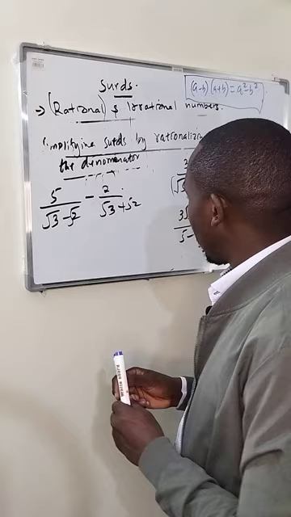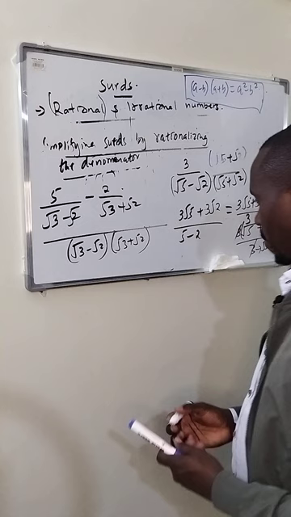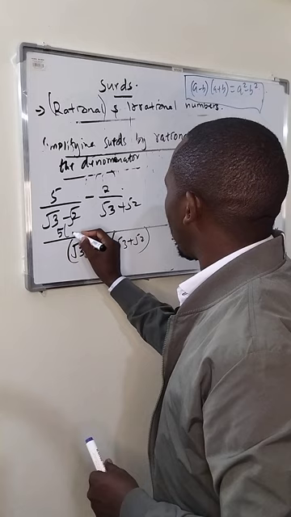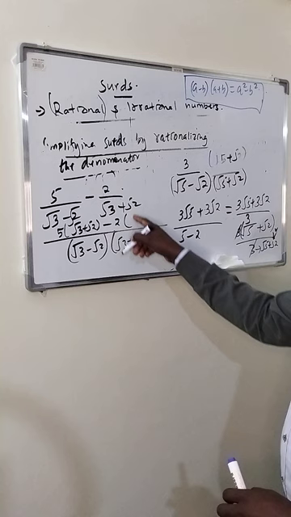So the LCM, obviously, will be √3 - √2 times √3 + √2. That is the LCM. So take the LCM, divide by the first one. That of minus will cancel out, so you're left with √3 + √2. So you are 5 × (√3 + √2) - 2. So you'll see the impact of this at this stage. So the positive ones will cancel out. So you have √3 - √2.